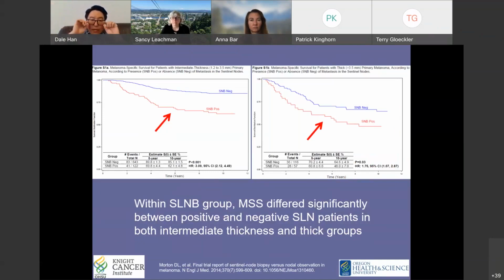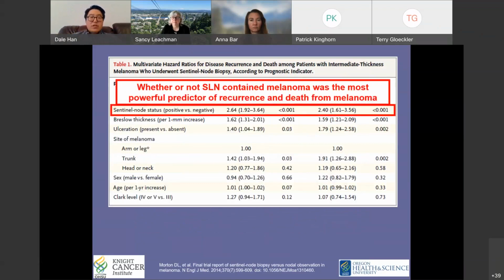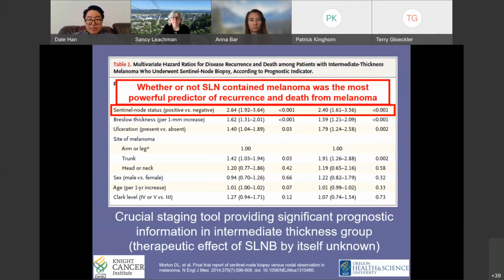So basically what this tells us is this is a very important prognostic tool at this point. And in fact, this was confirmed when they did a multivariable analysis. What they showed was that whether or not your sentinel lymph node contained melanoma was the most powerful predictor of recurrence of melanoma and death from melanoma.